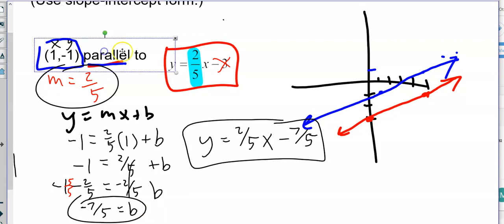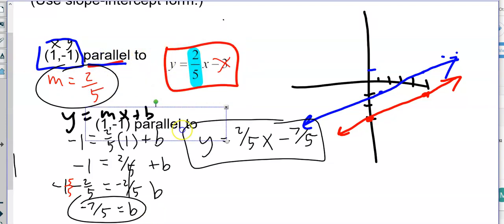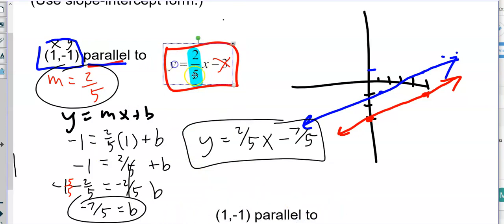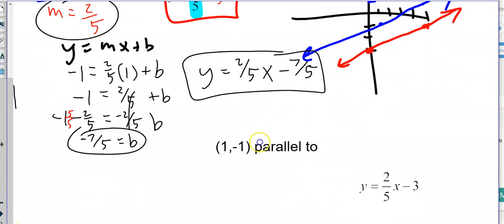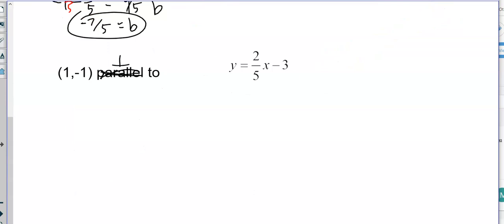Let's change this question slightly and try one more question today. Let me clone that and bring it down. So this time, instead of finding the line that's parallel, let's find the line that's perpendicular. That's the symbol for perpendicular. We're going to find the line perpendicular to this line that goes through this point.